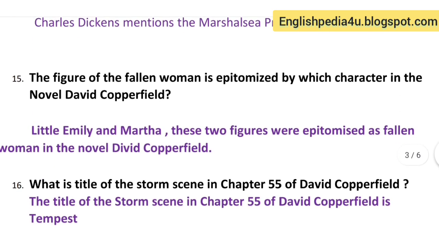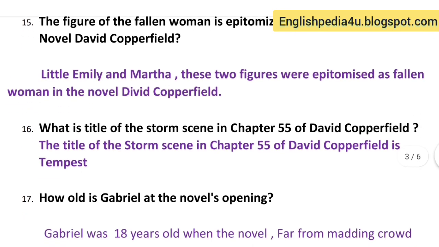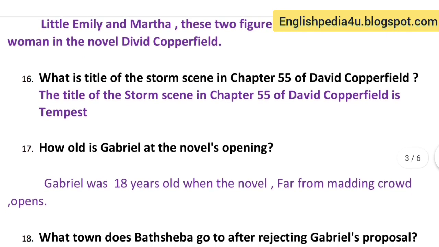Number 15. The figure of the fallen woman is epitomized by which character in the novel David Copperfield? Little Emily and Martha. These two figures were epitomized as fallen women in the novel David Copperfield. Question number 16. What is the title of the storm scene in chapter 55 of David Copperfield? The title of the storm scene in chapter 55 of David Copperfield is, of course, The Tempest.